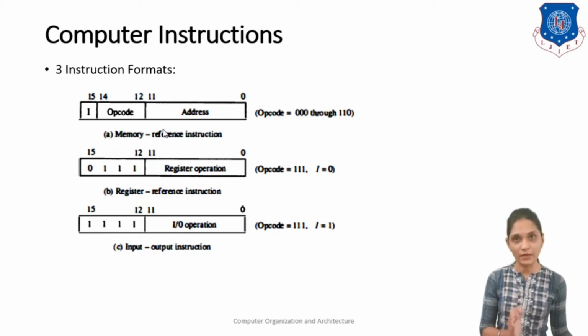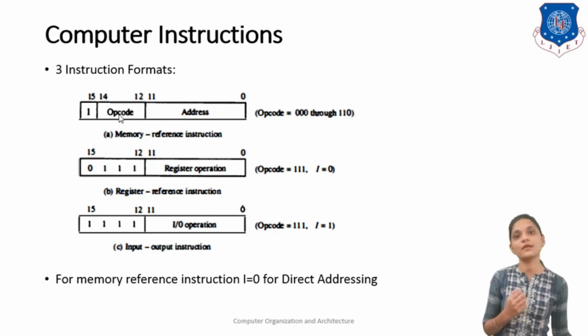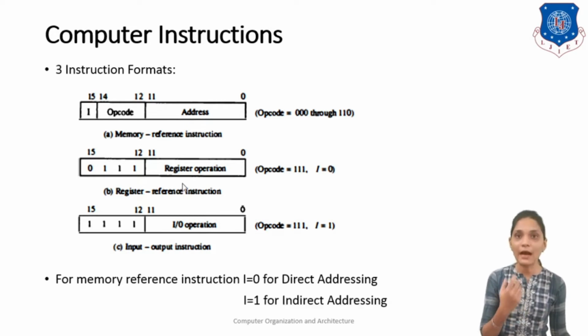Each instruction has 16 bits, and from these 16 bits, 4 bits represent your operation and the remaining 12 bits represent your address field or operation. So this is our basic instruction format, and in memory reference instruction, as we know, if your I bit is 0, that means you have used direct addressing mode, and in this case this address field represents your actual address from where you have to access your operand and perform the operation given by this opcode. And if your I bit is 1, that means you have used indirect addressing.